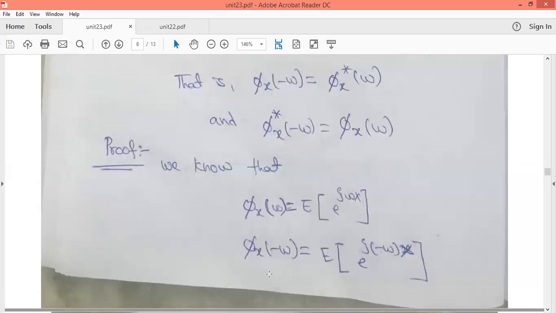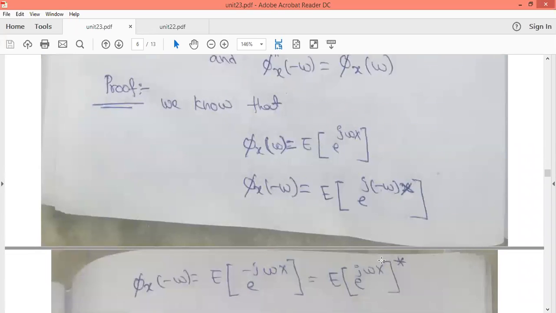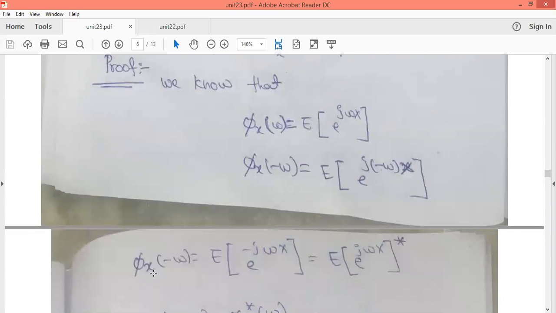Okay, and similarly, phi x of minus omega is equal to what? Expectation of e power j minus omega x. So what are we doing? We are replacing omega with minus omega. So now phi x of minus omega is equal to the expectation of e power minus j omega x.